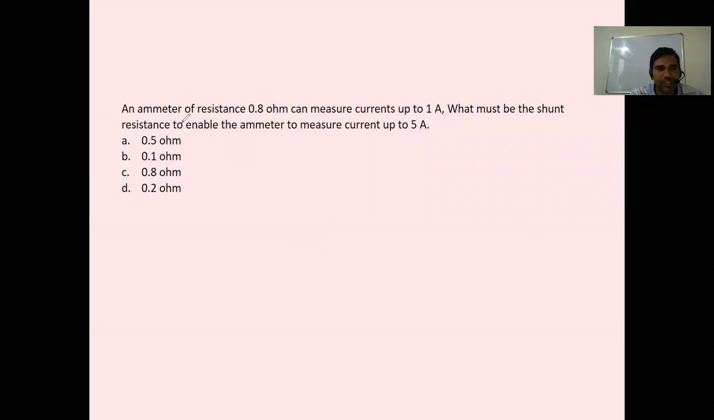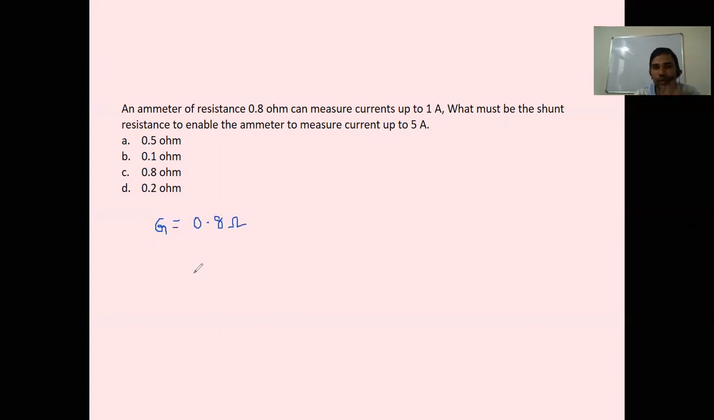Okay students, now in this problem, an ammeter of resistance 0.8 ohm can measure current up to 1 ampere. What must be the shunt resistance to enable the ammeter to measure current up to 5 ampere? So here it is measuring only 1 ampere, so you have to increase the range of the ammeter. Therefore, what is the given data here? The galvanometer resistance which we are considering is 0.8 ohm.